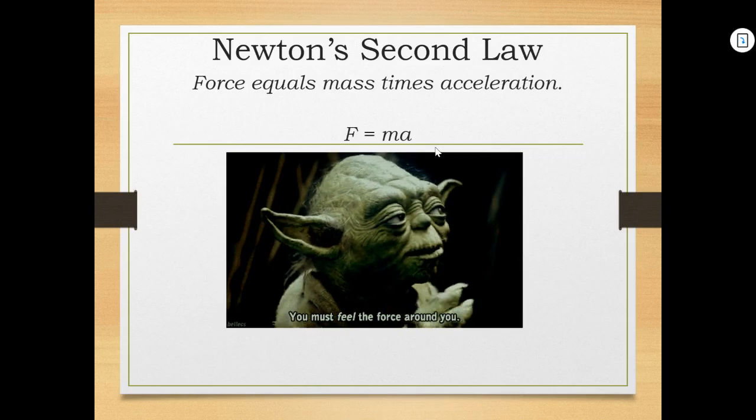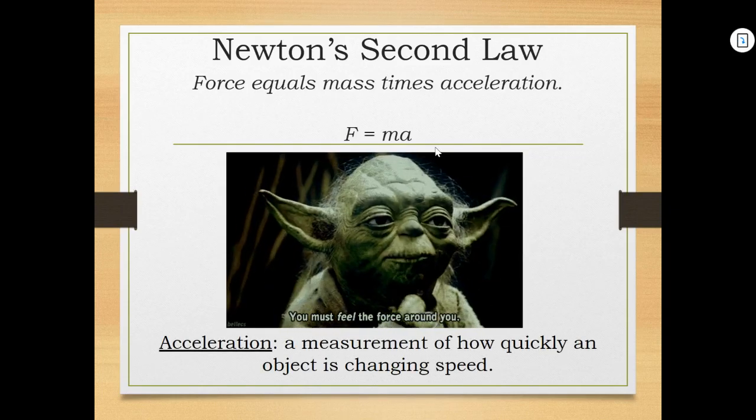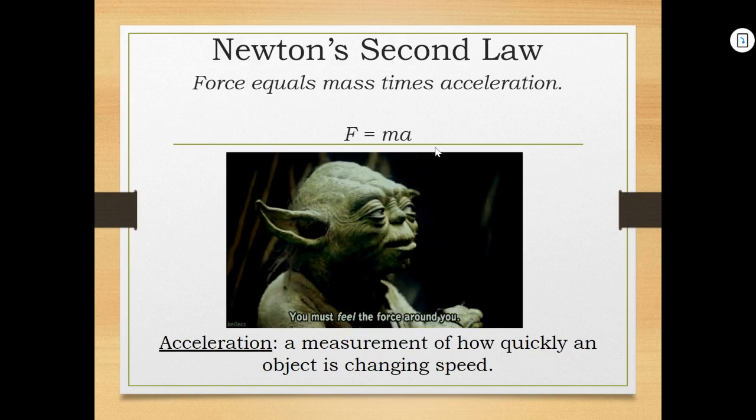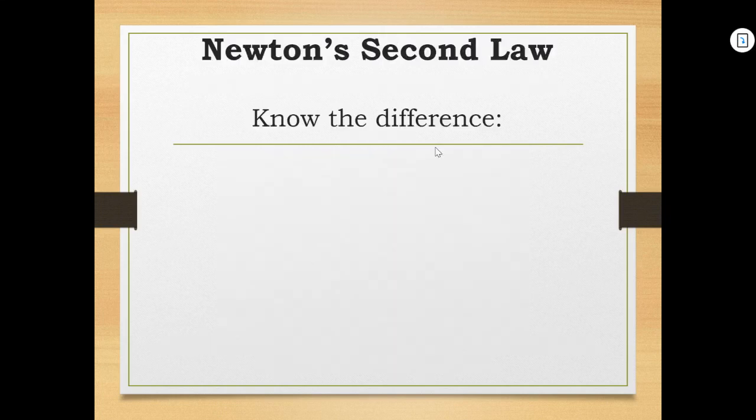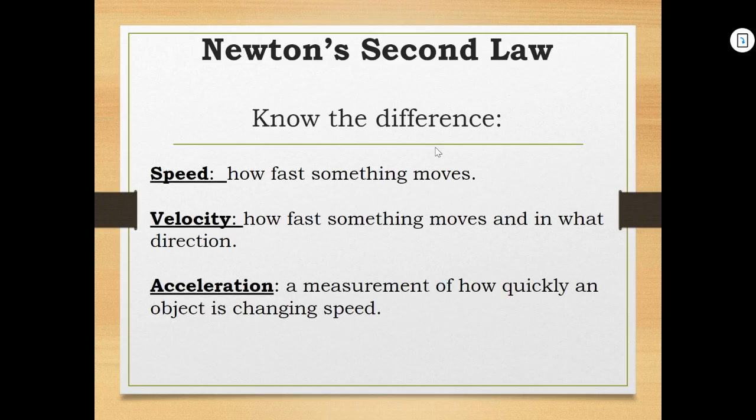So the thing about this right here is that acceleration is a measurement of how quickly an object is changing speed. Right. So that's something that's going to come into play in a second. And so with the second law, make sure that you know the difference between speed, which is just how fast something moves, right? We talked about that before. Velocity, we also talked about that. It's how fast something moves and in what direction. And then acceleration is just a measurement of how quickly an object is changing speed.